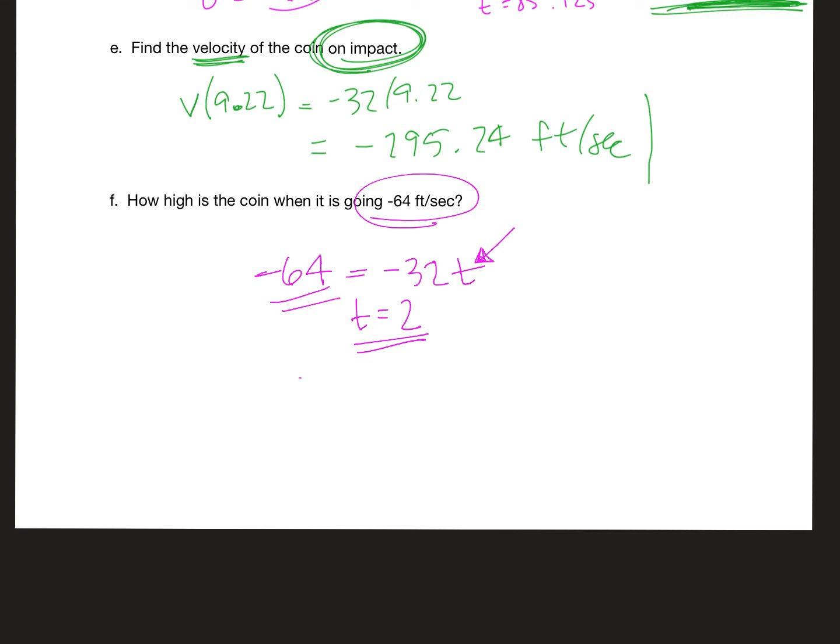Now let me go back to the position function and plug in that t value of 2. So when I plug that in, I get negative 16 times 4 plus 1362, which gives me a height of 1,298 feet.